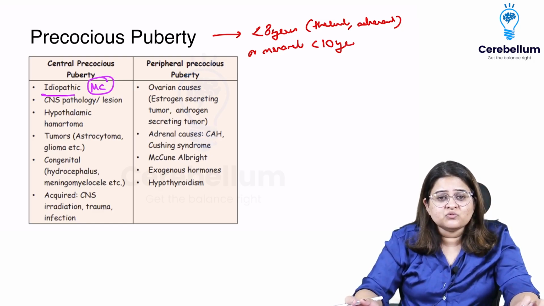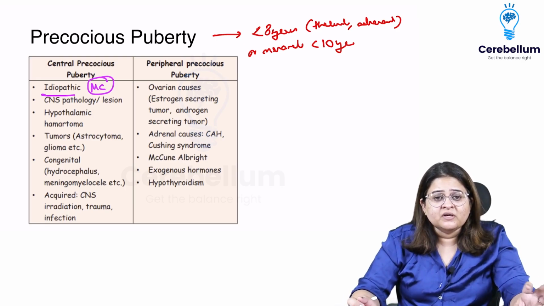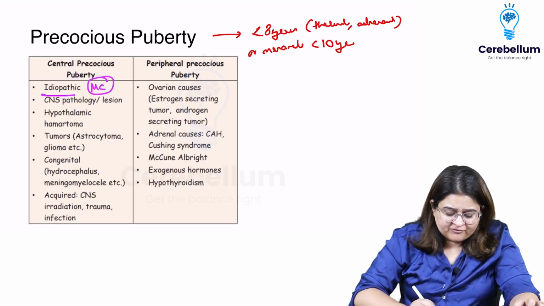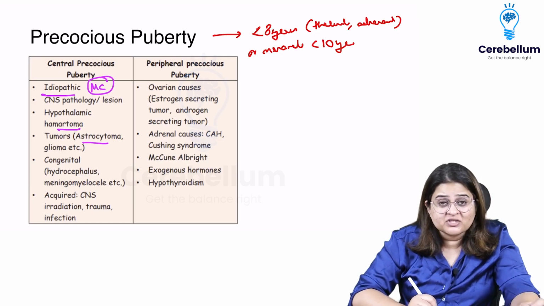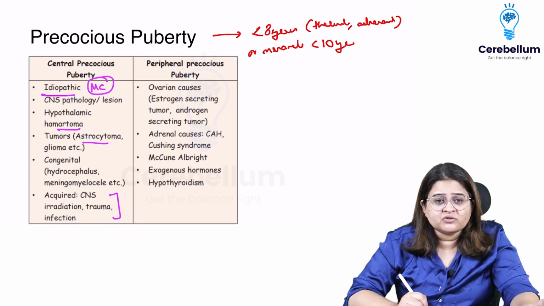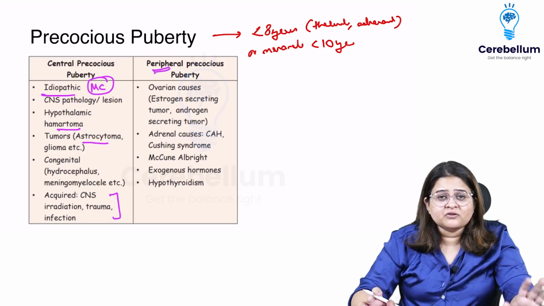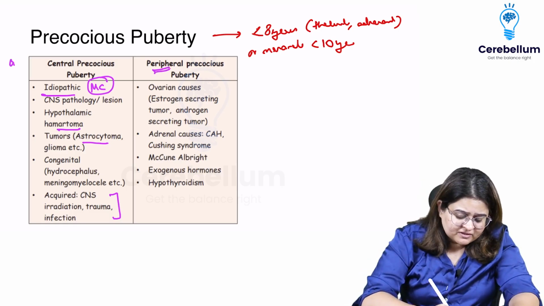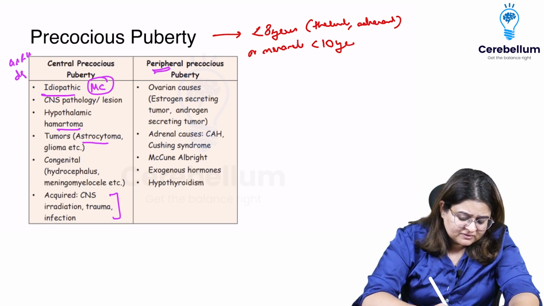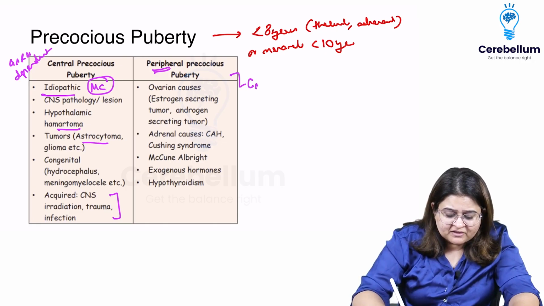But sometimes you do, and we have to evaluate for a CNS pathology like a tumor, like an infection. So you have hamartomas, you have astrocytomas, you could have congenital hydrocephalus, or you can have acquired causes because of an infection or because of irradiation. Peripheral means independent of GnRH. The central causes are also called GnRH dependent causes, and peripheral is GnRH independent.